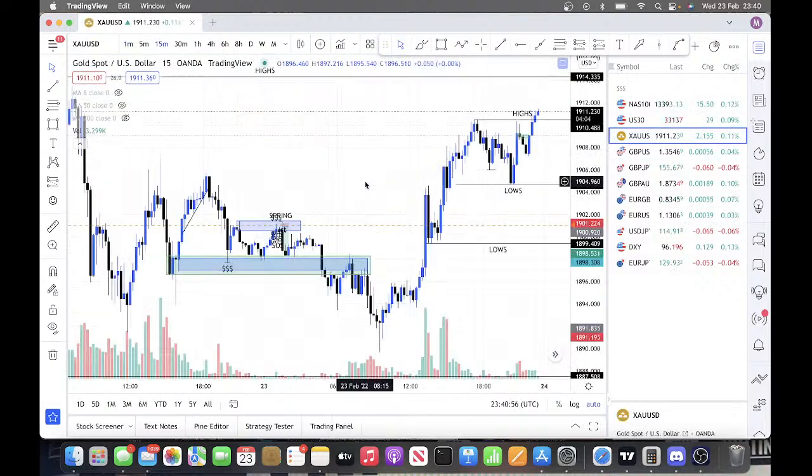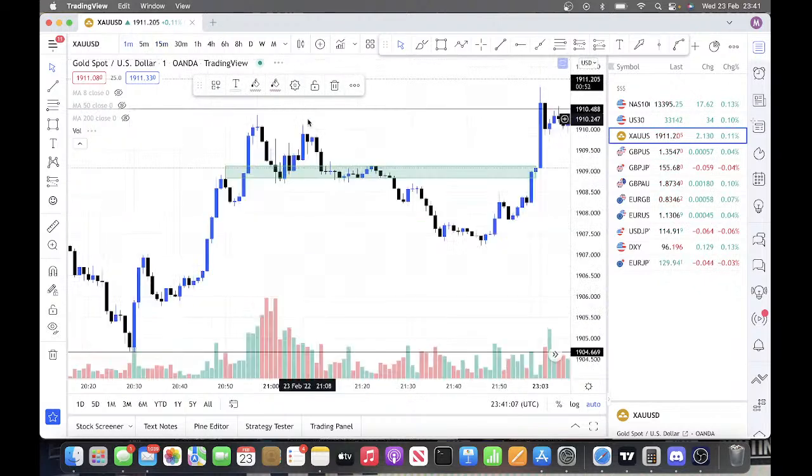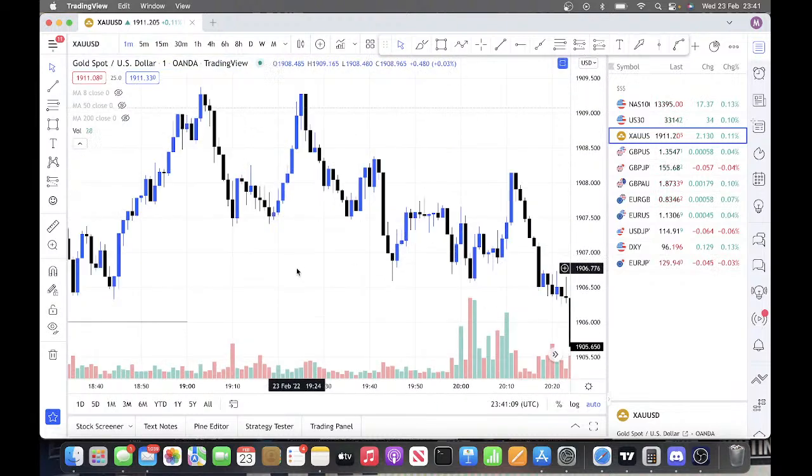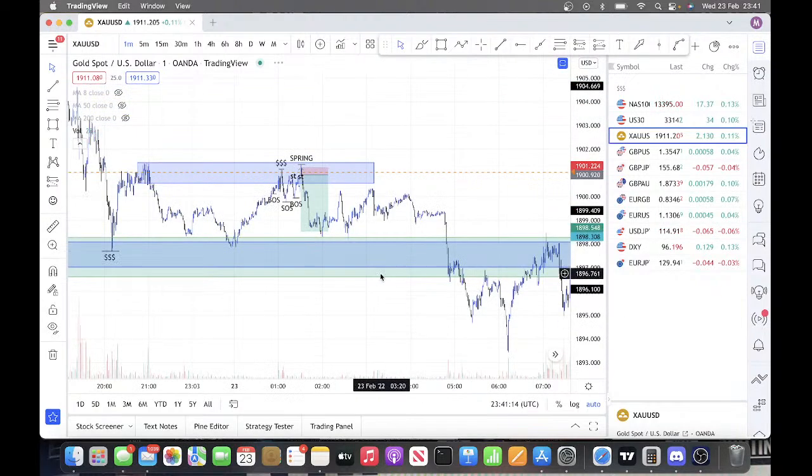This is a quick one. This is a big one that held. Ended up being a 30 RR, 37 RR it actually took. It was a crazy trade, but I just let my partials run at that point. I'll go back to our area here.